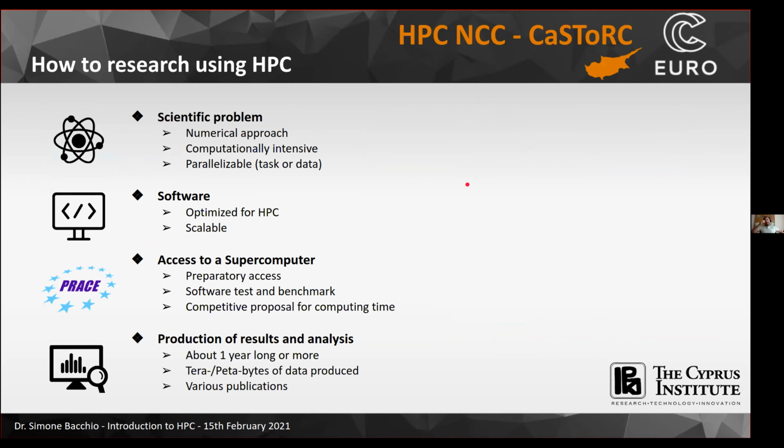Okay, so how do we use HPC? Let me also check the time. Okay. So how do we use these HPC systems? First of all, we need a scientific problem. The scientific problem must have a numerical approach. So you need to know how to use computational resources for computing your problem.